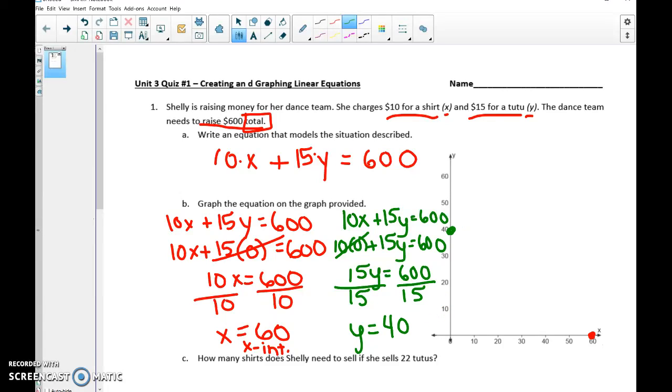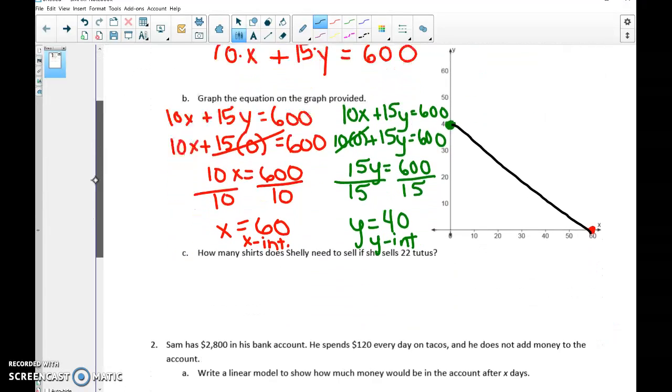So on the y-axis, I'm going to put a dot at 40 because this is the y-intercept. It's where the graph crosses the y-axis. I've got my 2 points, so now all I have to do is connect them. There's my graph. Now it's not super accurate, especially the way we've drawn it, but it does give you an idea of kind of where things would be.